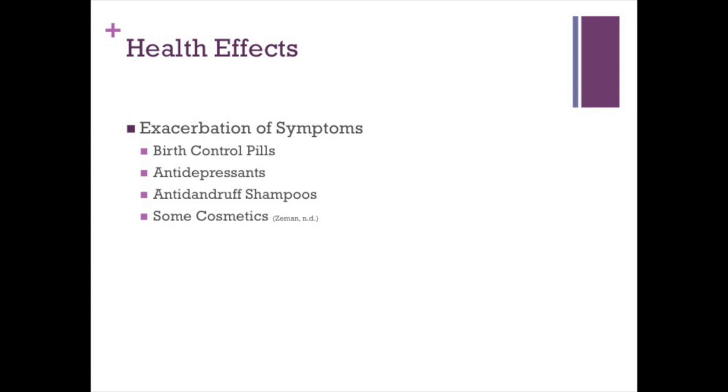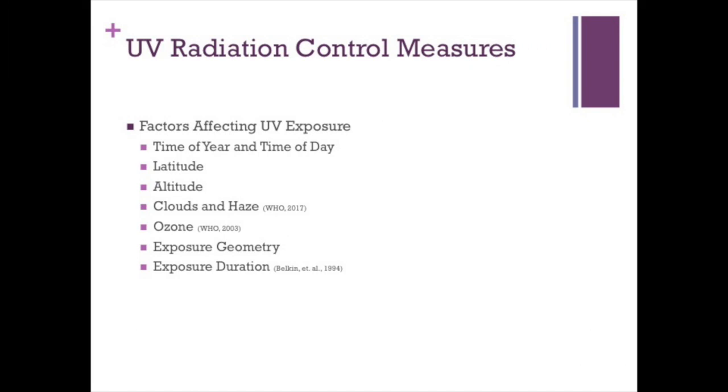Symptoms of acute and chronic health effects of UV radiation can be exacerbated by use of birth control pills, antidepressants, anti-dandruff shampoos, and some cosmetics. There are multiple factors affecting UV exposure, including time of year and time of day, latitude, altitude, clouds and haze, ozone, exposure geometry, and exposure duration.